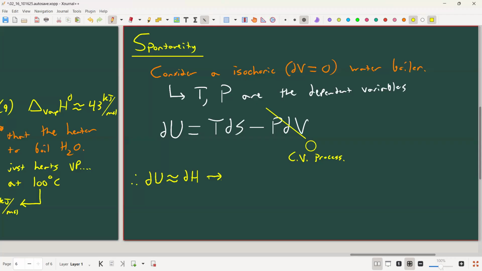And so in order for this process to go to completion, we need to have the energy change enough to satisfy the change in entropy. Remember, the entropy always increases, right? dS always has to be positive.